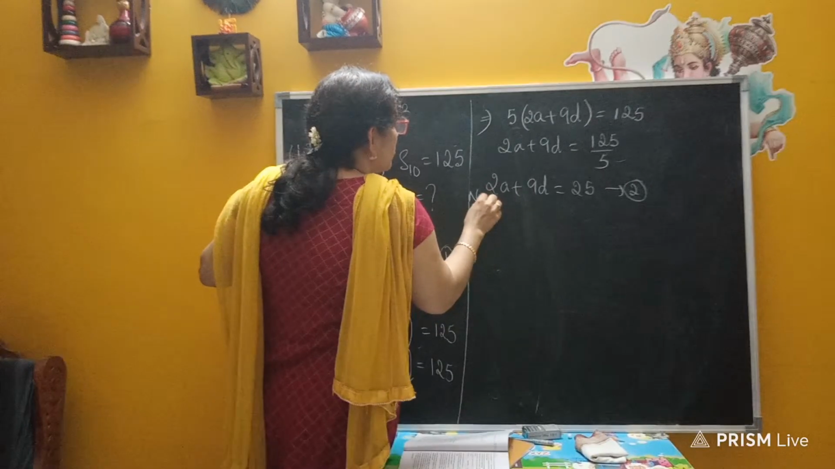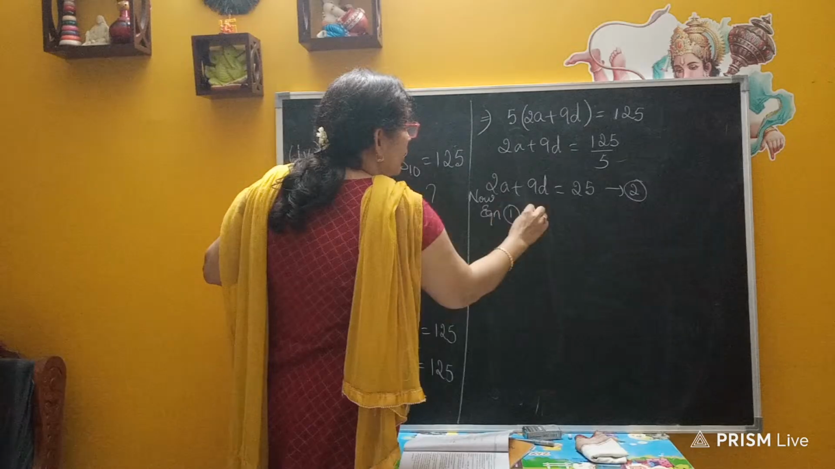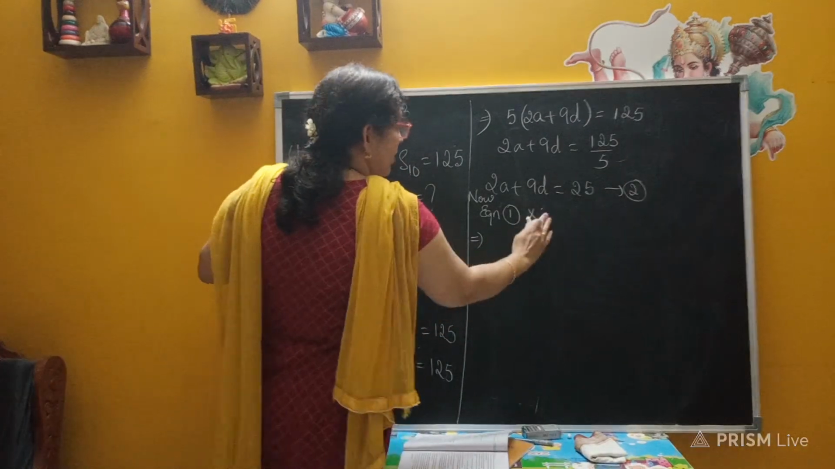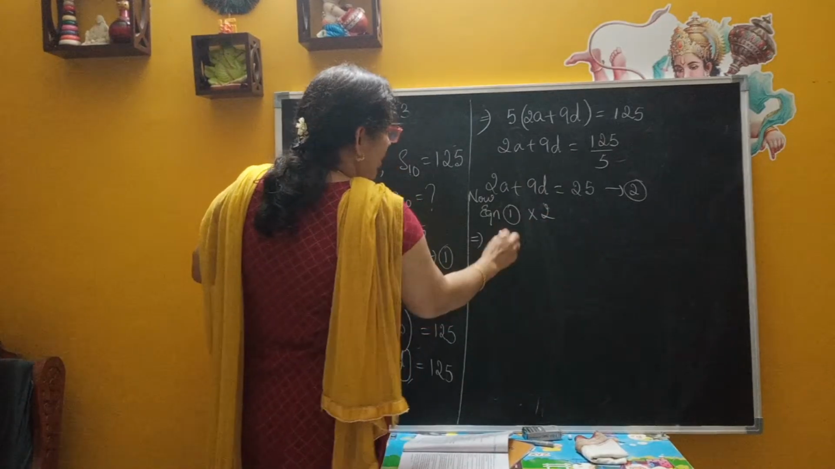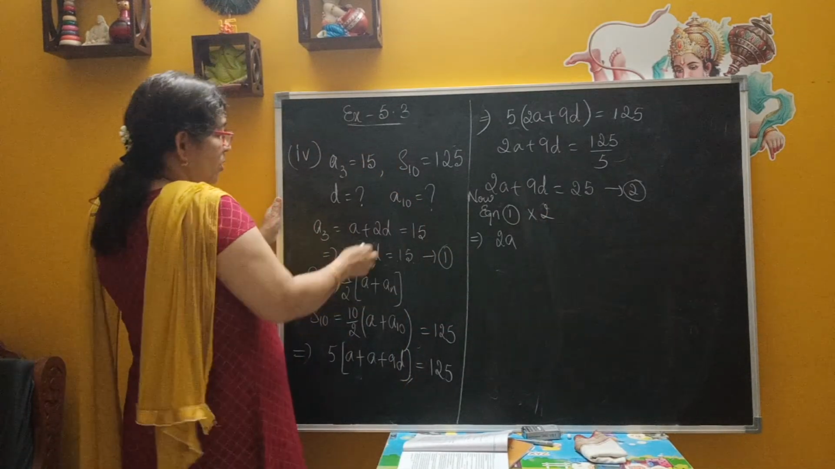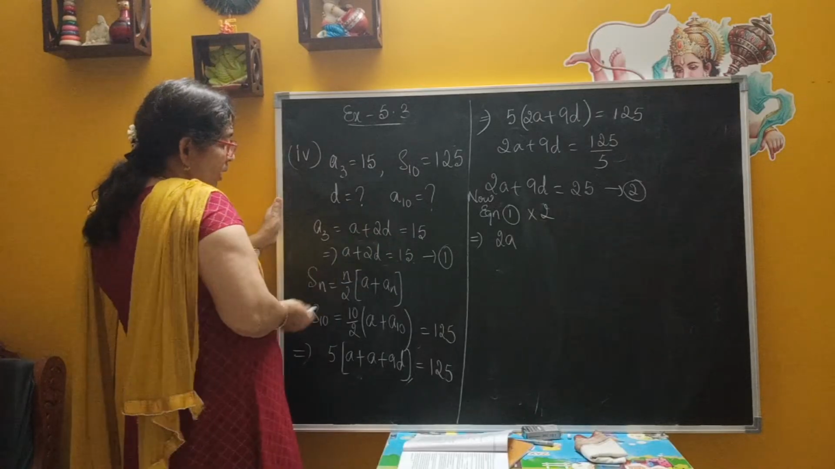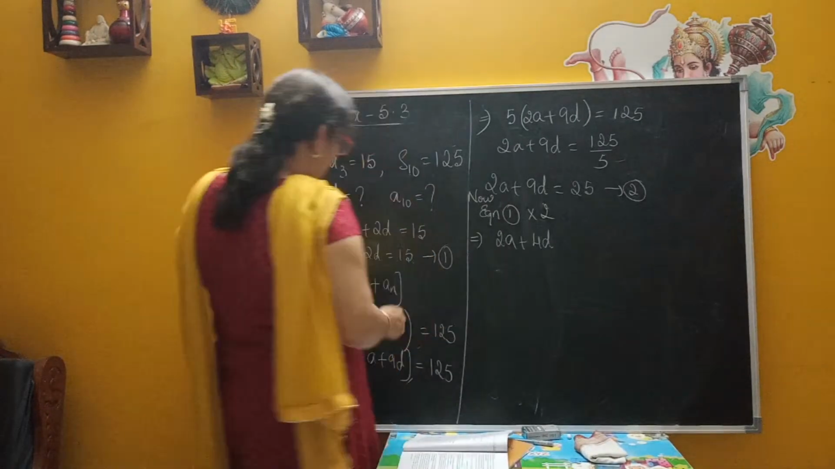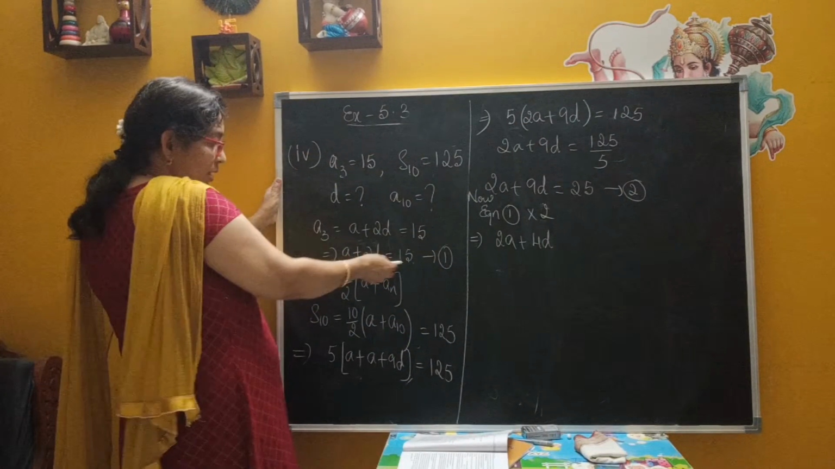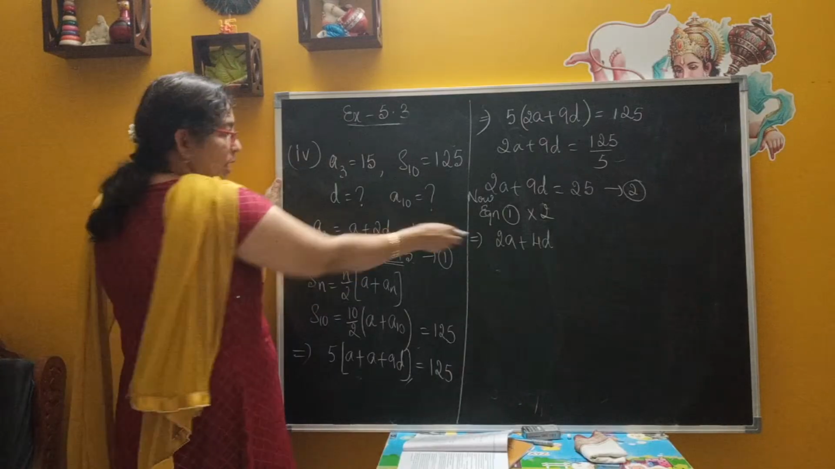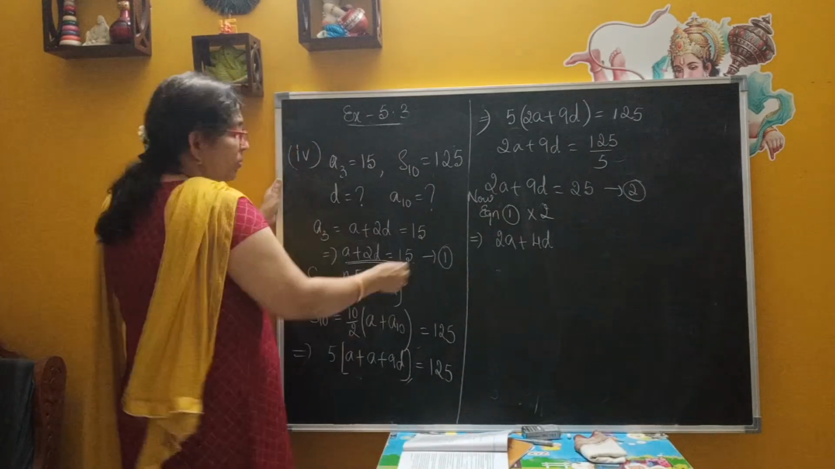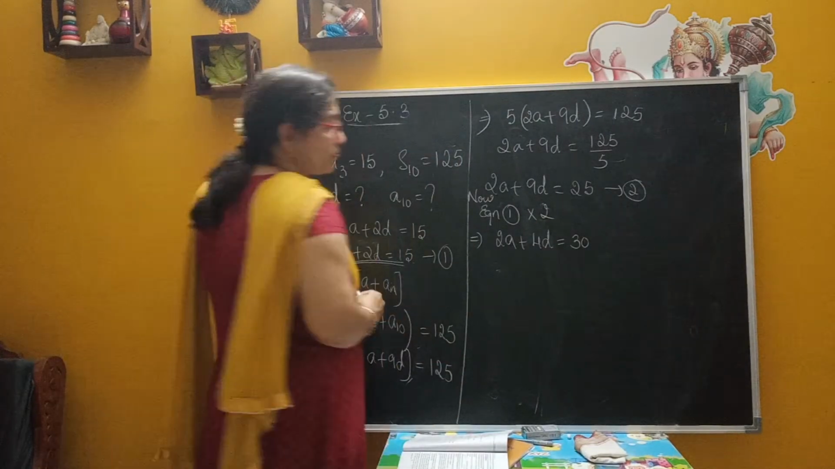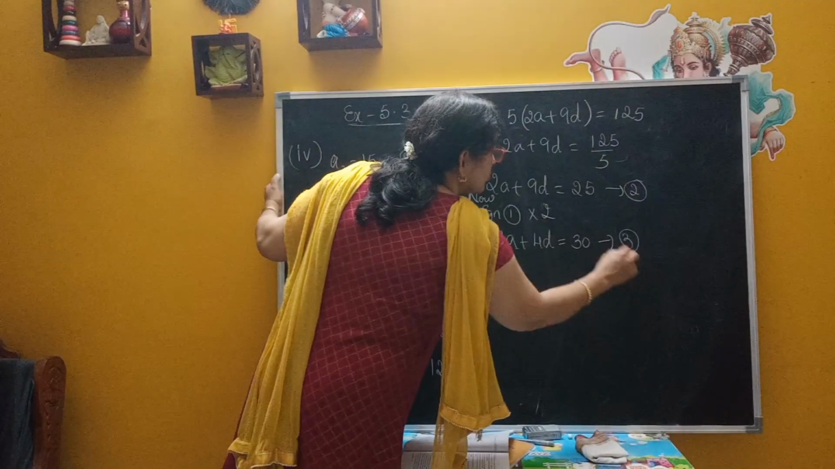I multiply equation 1 by 2. Equation 1 into 2. How can I write now? 2A, then 2 into 2, that is 4D. 2A plus 4D is equal to 30. This time I am multiplying this equation by 2. 2 into A, 2A. 2 into 2, 4D. Plus 2 15s are 30. Okay, this is equation 3.